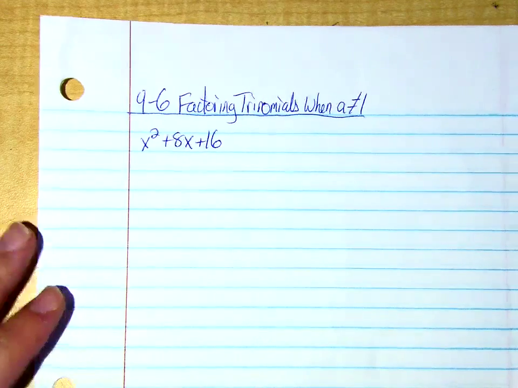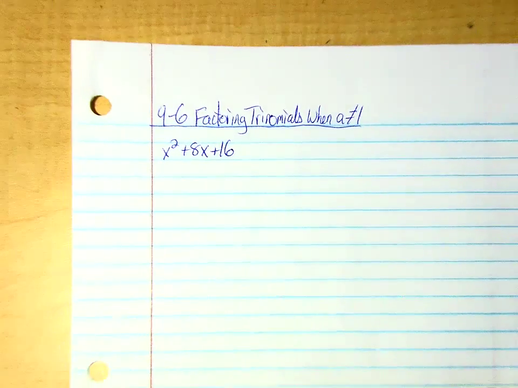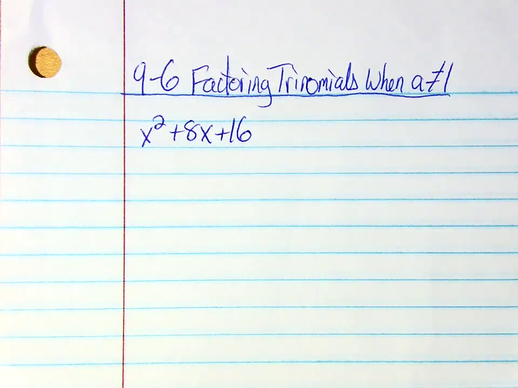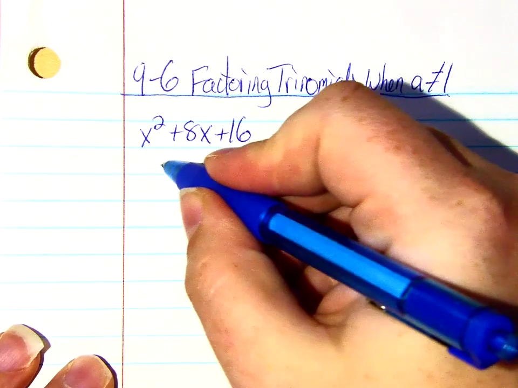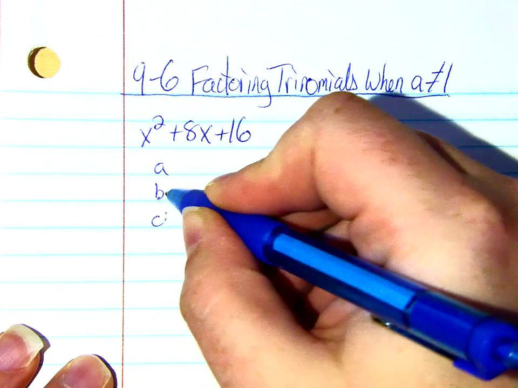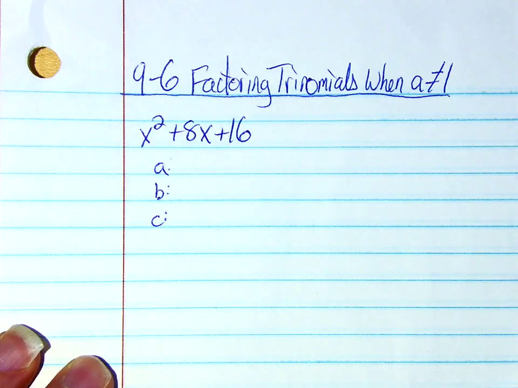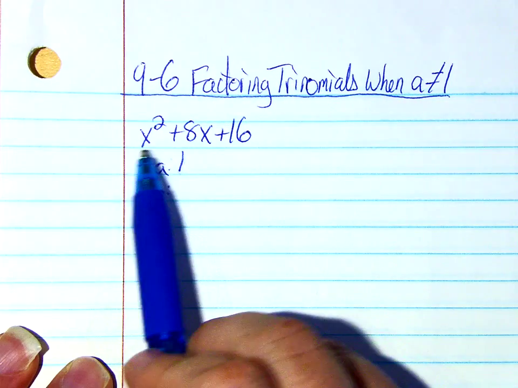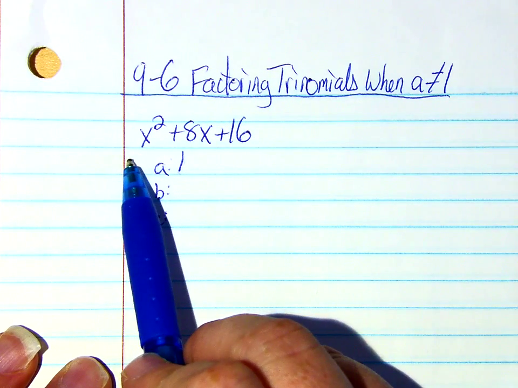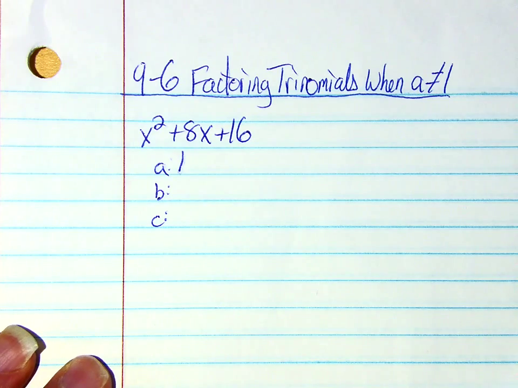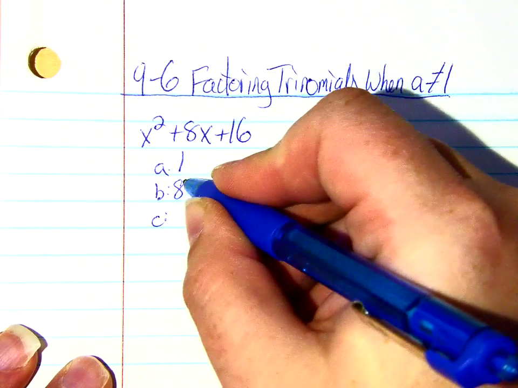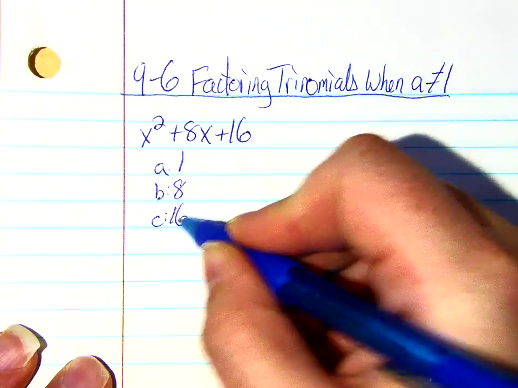First of all, we talked about how quadratics are in this form, ax squared plus bx plus c. So before we begin, can someone just tell me what a is in this case? 1. It's always the coefficient of the x squared, right? And if there is no number written there, we always assume it's a 1. B in this case would be 8, and c would be 16.